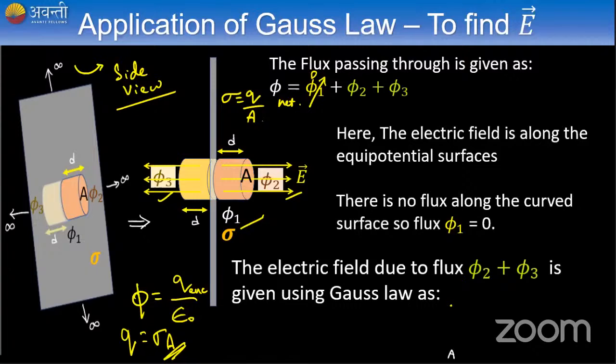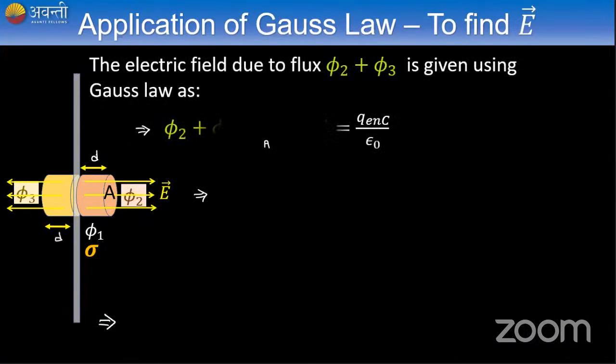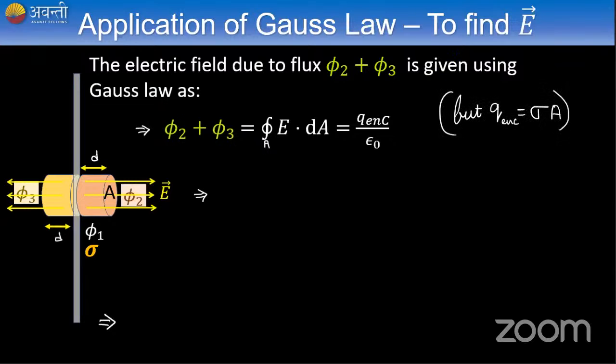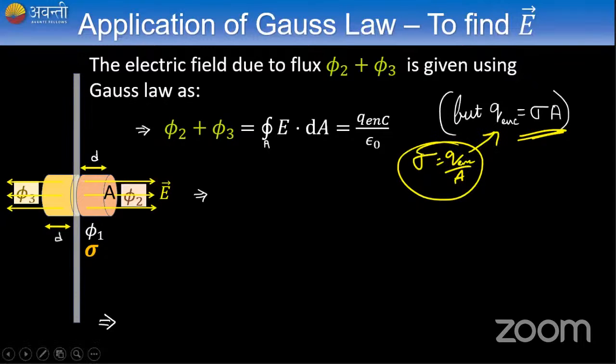Then what can I write my flux as? Okay, let me write the general expression for flux. For Gauss's law, we get phi is equal to the closed integral of E dot dA, that is Q enclosed by epsilon naught. So phi2 plus phi3 is equal to the integral of E dot dA, that is Q enclosed by epsilon naught. But we know that Q enclosed is equal to sigma times A. So we know sigma is equal to Q by A. From here we got Q enclosed is equal to sigma times A.